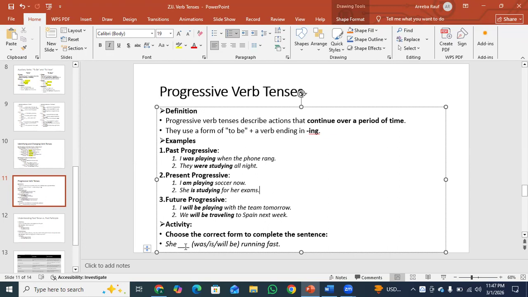Why we choose "is" is because the sentence does not say yesterday or tomorrow. So we usually understand it as happening now. Like we can say that it is a present tense. She is running fast. Okay.